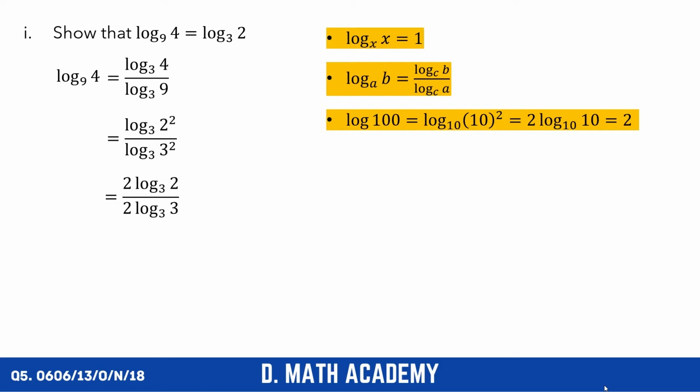So the 2 and 2 will be automatically cancelled, and the log with a base of 3 and the results of 3, since the base and the results is the same, will be cancelled off. So we have the last results as log with a base of 3 and a result of 2. So this is how you solve this type of question.